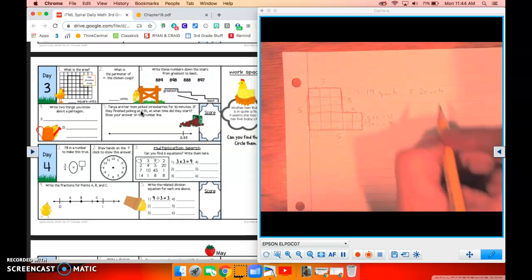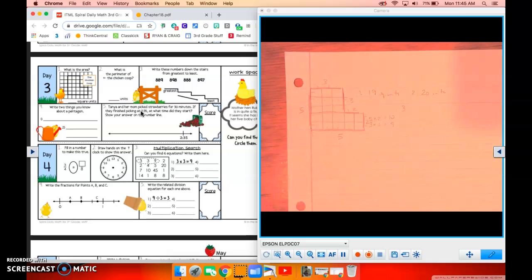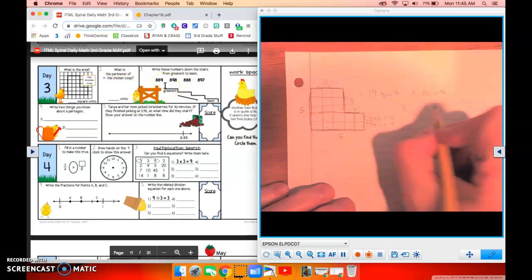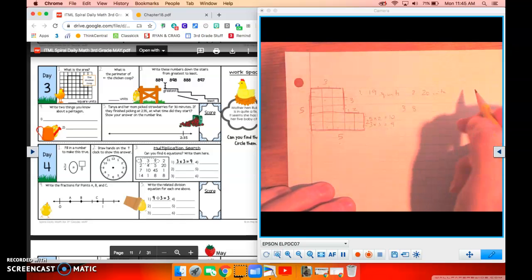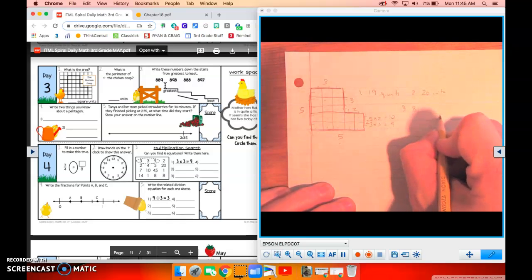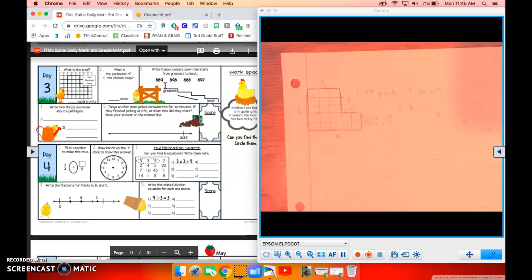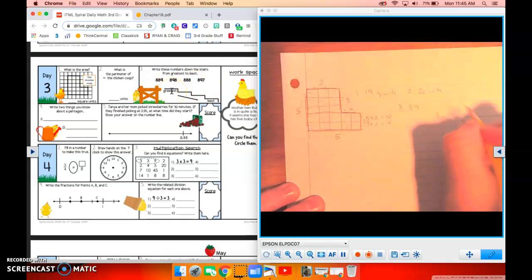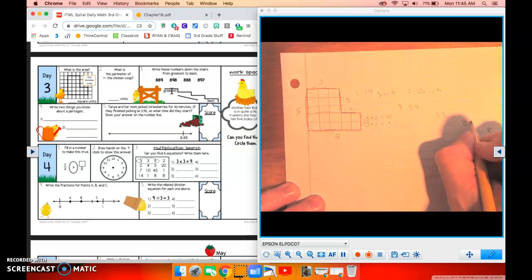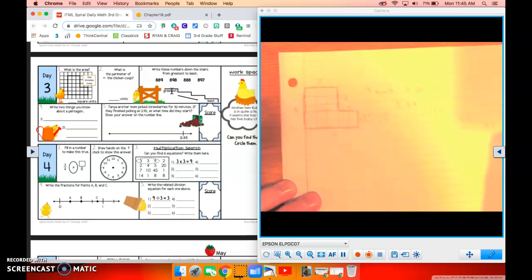All right, number 3. Write these numbers down the stairs from greatest to least. Okay, so the top stair is the largest number. So I see they all start with 800. So there's going to be 800 something, 800 something, 800 something, and 800 something. Now I see an 8, a 9, an 8, and a 9. So I know the next one, I see 2 in the 9s, and then I see 2 in the 8s.